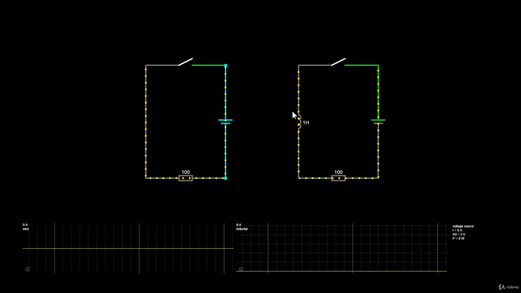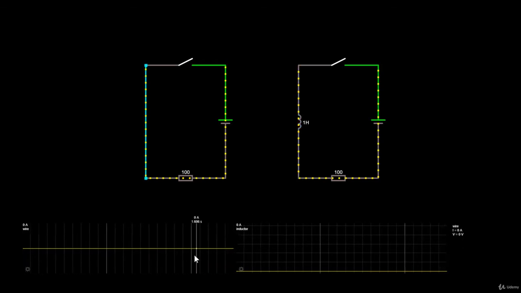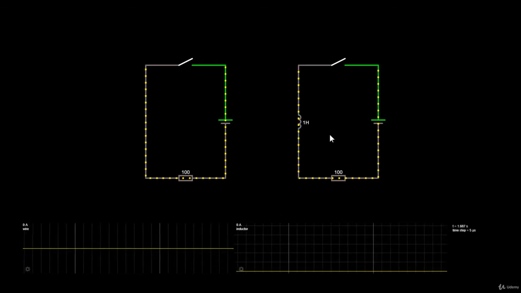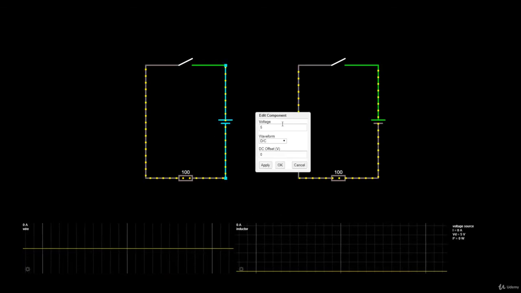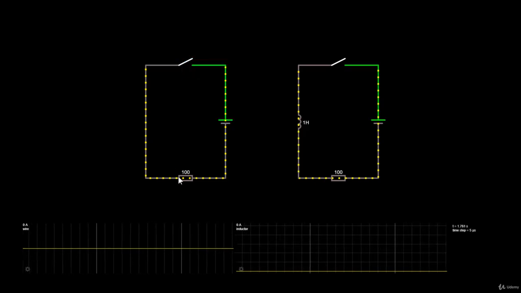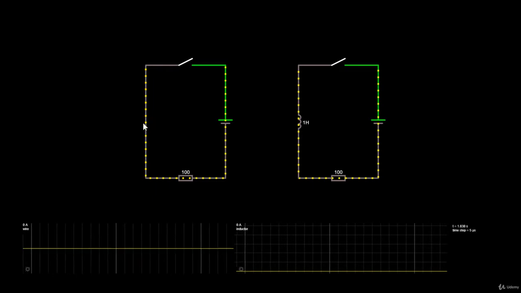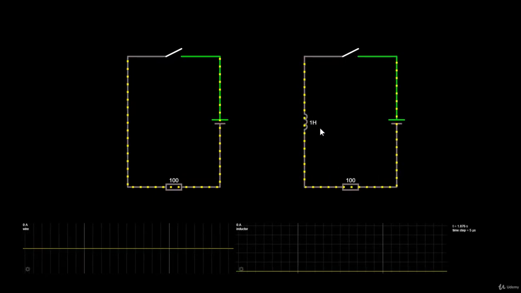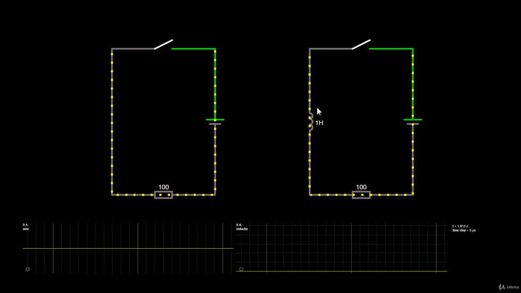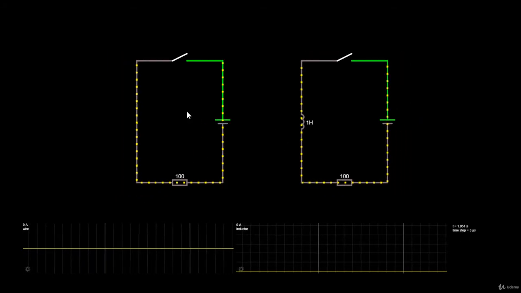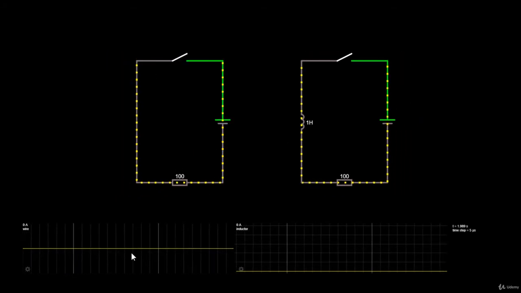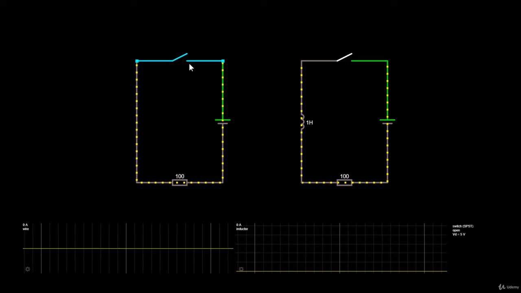Let's start by looking at the difference between the current waveform between the two circuits. In both circuits we can find a simple 5V DC power supply, along with a switch, a resistor, and the difference is that here we don't have an inductor, and here we have. And by the way, this is a schematic symbol of an inductor, okay? Now first, let's examine how the current looks like within the first circuit.